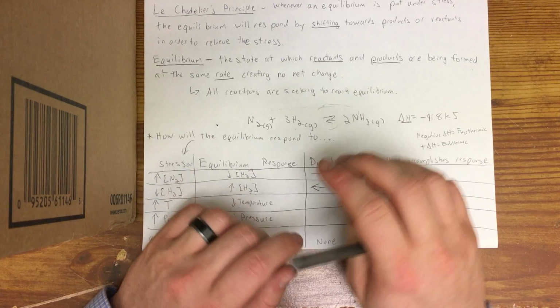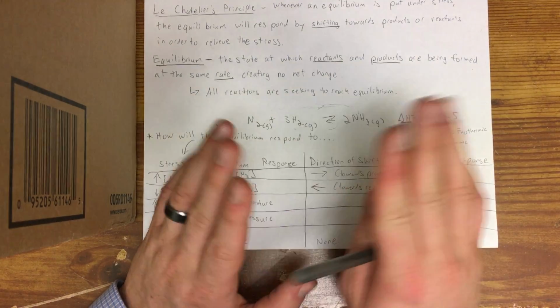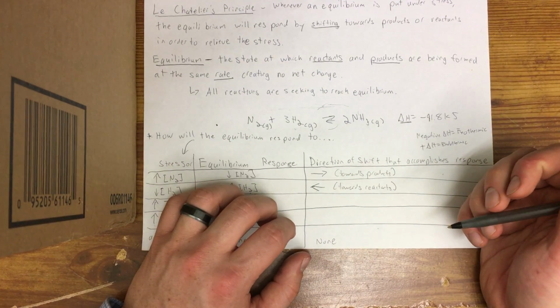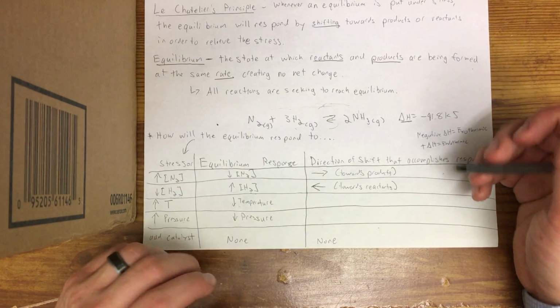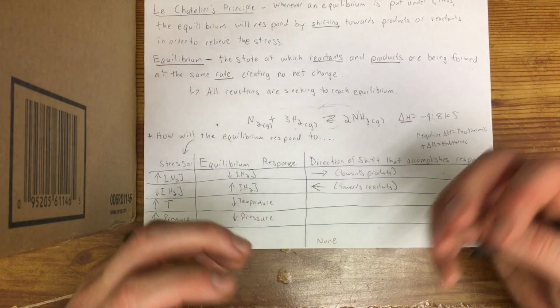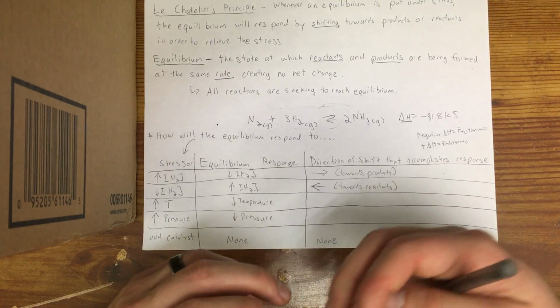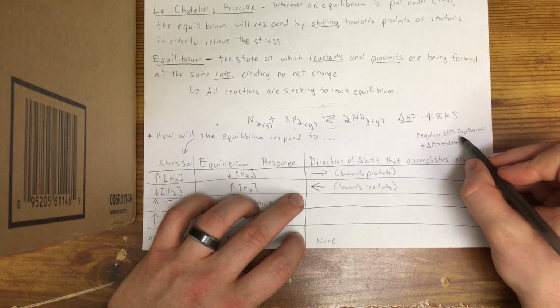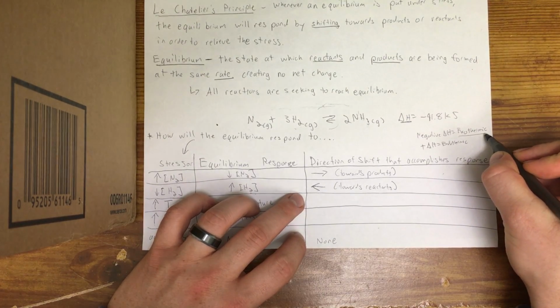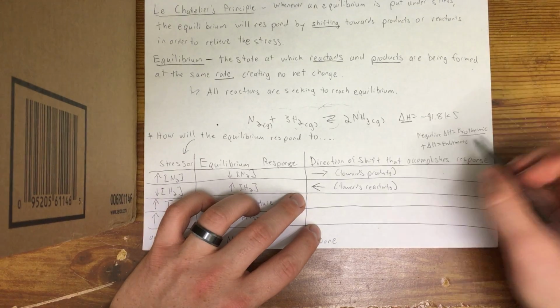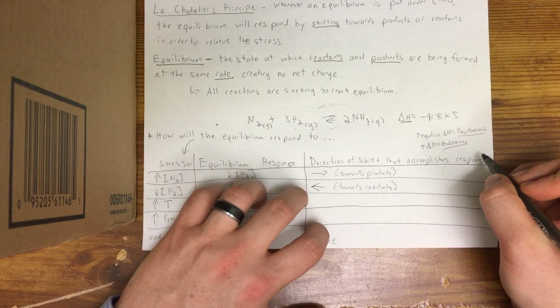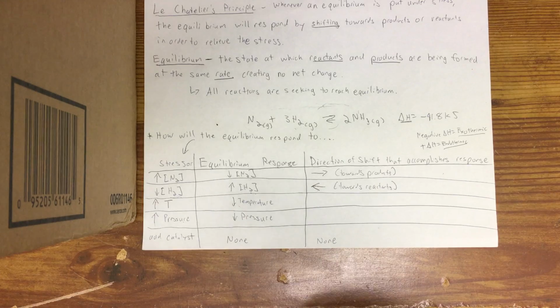In an exothermic reaction, energy is leaving. Energy is being created as the reaction progresses. In an endothermic reaction, energy is being drawn in. It's needed for the reaction to progress. So, if we see an exothermic process, that means heat is a product. If we see an endothermic process, that means heat is a reactant.